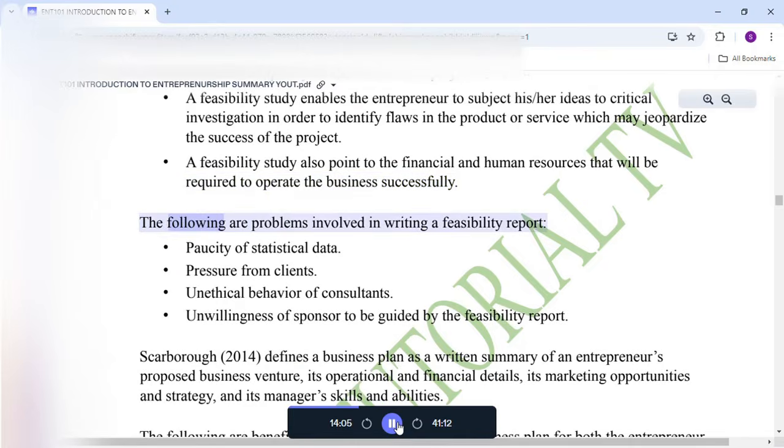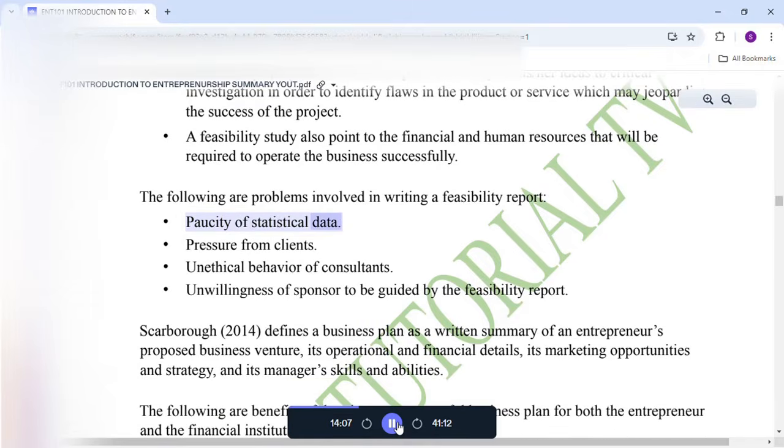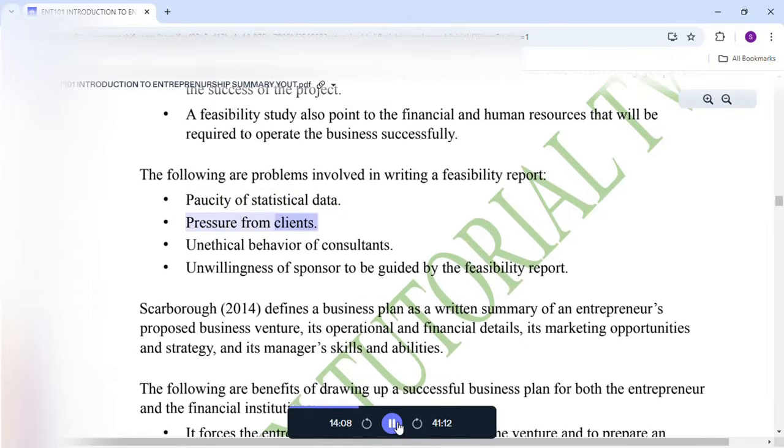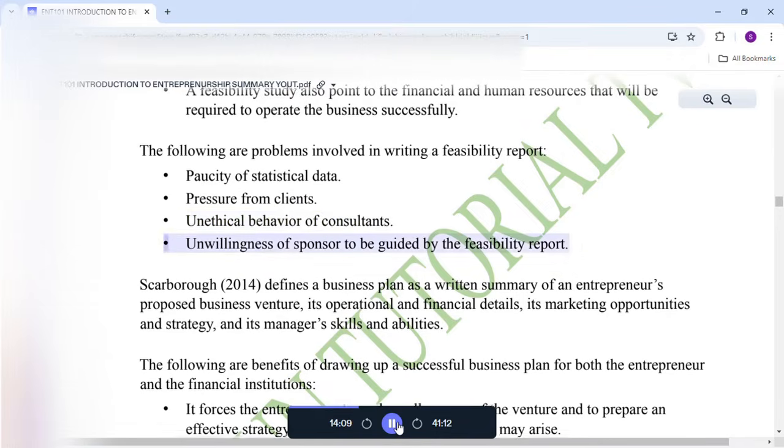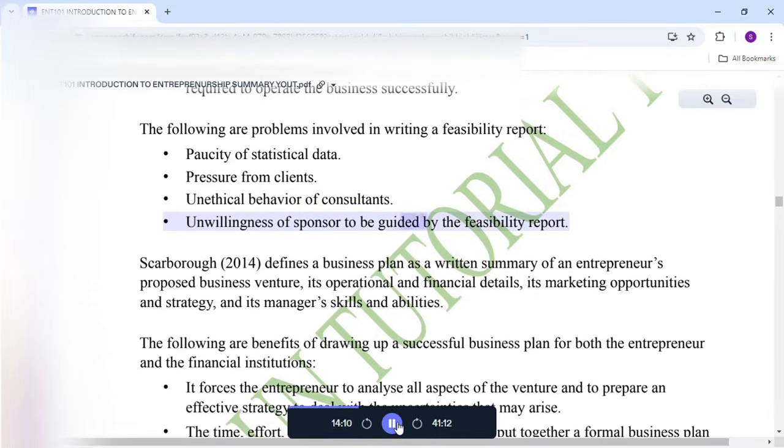The following are problems involved in writing a feasibility report. Paucity of statistical data. Pressure from clients. Unethical behavior of consultants. Unwillingness of sponsor to be guided by the feasibility report.